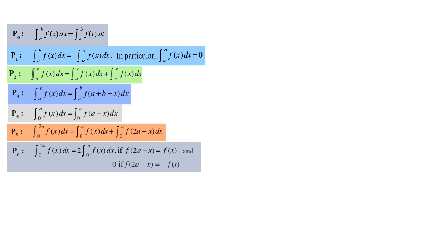Then the next property is integral 0 to 2a f of x dx is equal to 2 into integral 0 to a f of x dx if f of 2a minus x is equal to f of x, and integral 0 to 2a f of x dx will be equal to 0 if f of 2a minus x is equal to minus of f of x. So first of all you have to find f of 2a minus x, meaning with this upper limit you take f of 2a minus x. If you get f of x, then the integration can be done as 2 into integral 0 to a f of x dx. If you get minus of f of x, then we can write the integral value as 0.